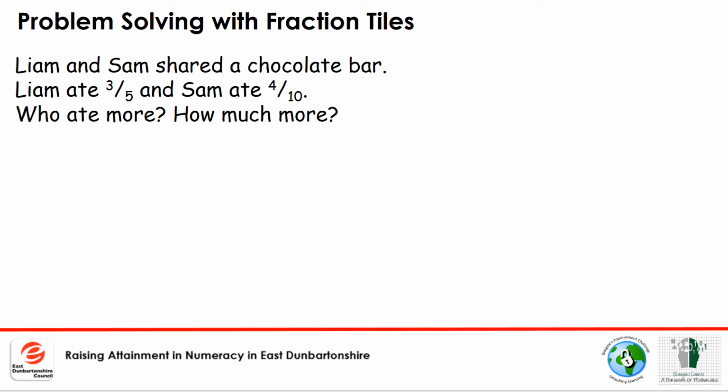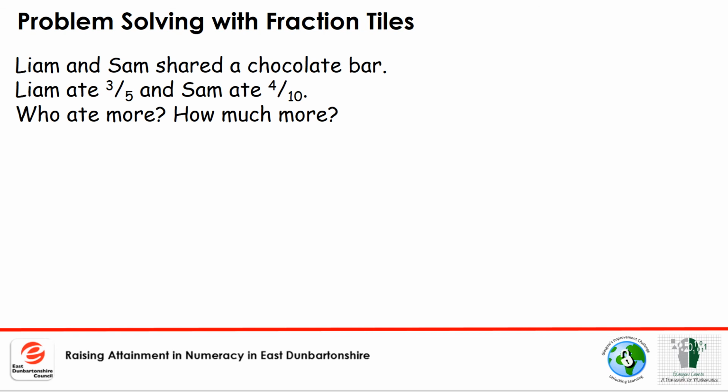They should know that 3/5 is more than half of 5/5, so Liam ate more. And if Liam ate 3/5, how much was left over of 5/5? 2/5 was left over. So they'll now know that Sam ate 4/10, which is the same as 2/5.